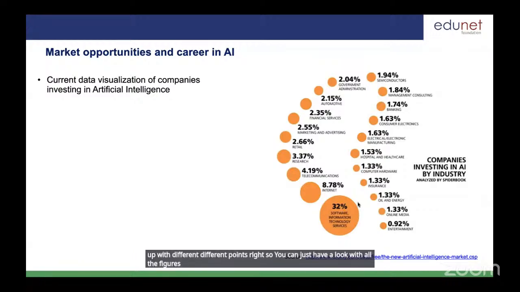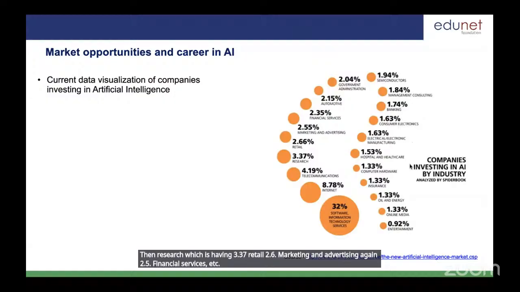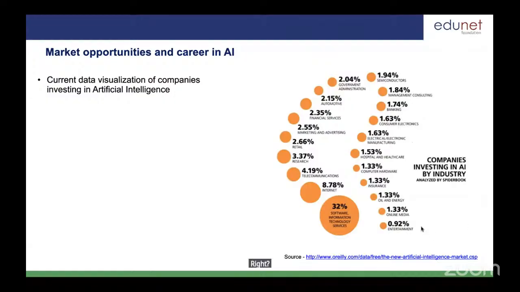So software and IT services is taking 32%. Then it comes to telecommunication. Then research, which is having 3.37, retail 2.6, marketing and advertising again 2.5, financial services, etc. Right? Yes. So these are the figures.